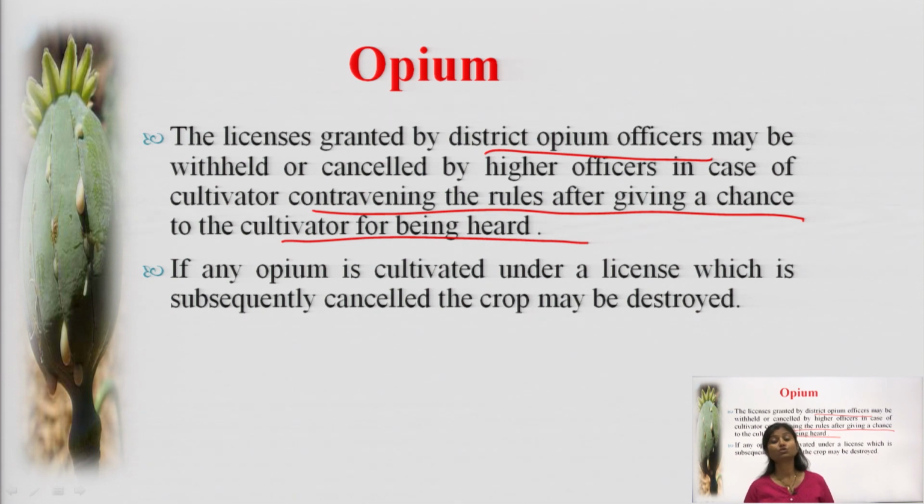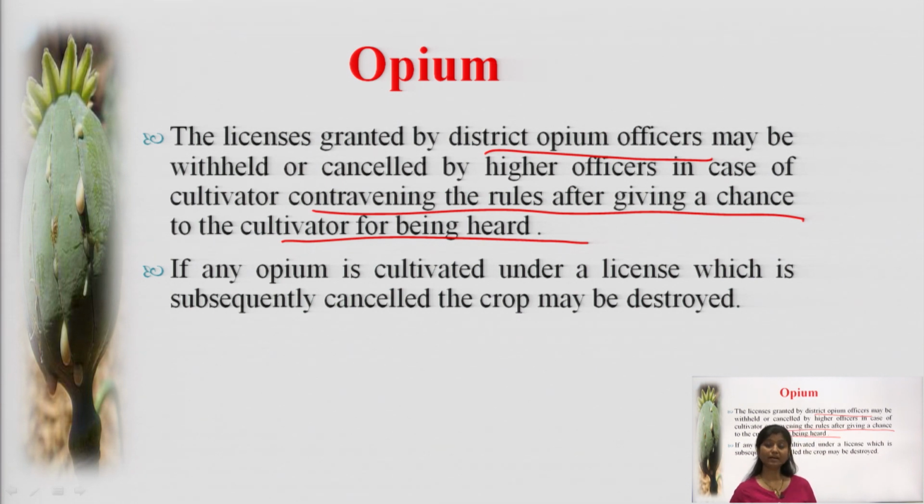So the point to be noted here is that you have to work under license, and the license is provided by the district opium officer. You have to work under the supervision of the Lambardar, the person appointed by the Narcotics Commissioner. And if you are not following the rules, if you are contravening the rules, then your license can be cancelled after hearing you once or twice.